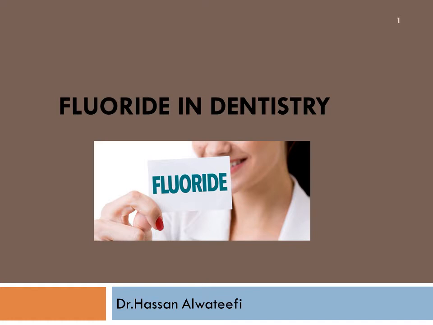Hello, everybody. In our previous lectures, we talked about the science of preventive dentistry, and we mentioned that there are three levels of preventive dentistry. These are primary prevention, which means preventing the occurrence of any oral disease, and secondary prevention, which prevents the progression of an already occurring disease. The third level is tertiary prevention, which is the level of rehabilitation.